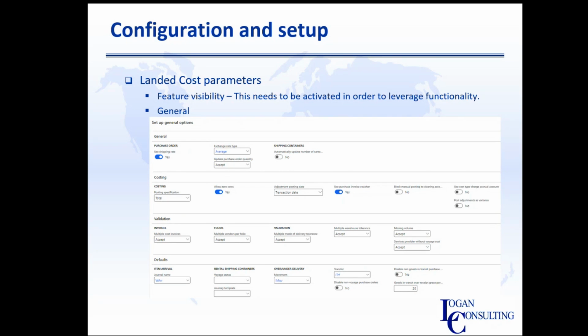When you're in the landed cost parameters, in the general section, one main thing to set up is your defaults, your journal defaults. Here at the bottom, you can see your item arrival journal name. You want to make sure that you have an arrival journal set up. You also want to make sure that you have an over and under delivery movement journal and transfer journal set up. The goods in transit over receipt grace period, you can set up, it's not necessarily needed.